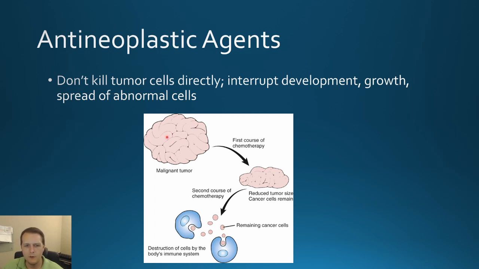But typically what we do, say we have a malignant tumor here, we give a course of chemotherapy that helps to shrink down the tumor. And then you give second rounds, right? So you basically give the body time to recover, and then you give second rounds of chemotherapy to knock it down even further. And then eventually our own host immune system will be able to come along and, say, for instance, macrophages can come along and phagocytize these remaining cancer cells and hopefully get rid of them.